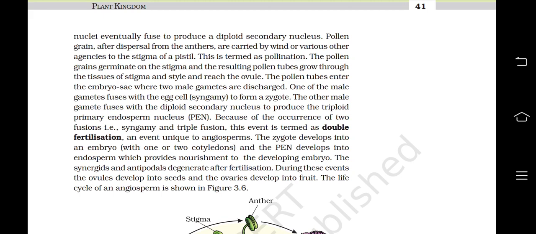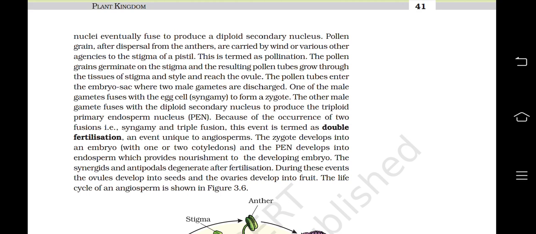Because of the occurrence of two fusions, that is syngamy and triple fusion, this event is termed double fertilization, an event unique to angiosperms. The zygote develops into an embryo with 1 or 2 cotyledons, and the PEN develops into endosperm, which provides nourishment to the developing embryo. The synergids and antipodals degenerate after fertilization. During these events, the ovules develop into seeds and the ovaries develop into the fruit.